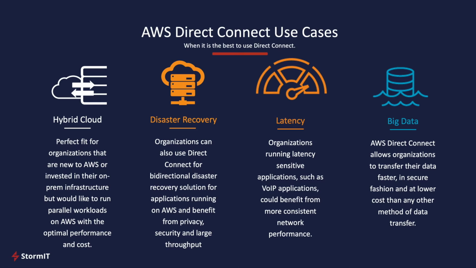Big data, or overall analysis and data processing. With Direct Connect, companies can transfer data faster, more securely, and much cheaper than using other data transfer methods. For example, when data is stored outside of AWS but is sent to the AWS Cloud for processing, and once processed, it is transferred outside of AWS again.